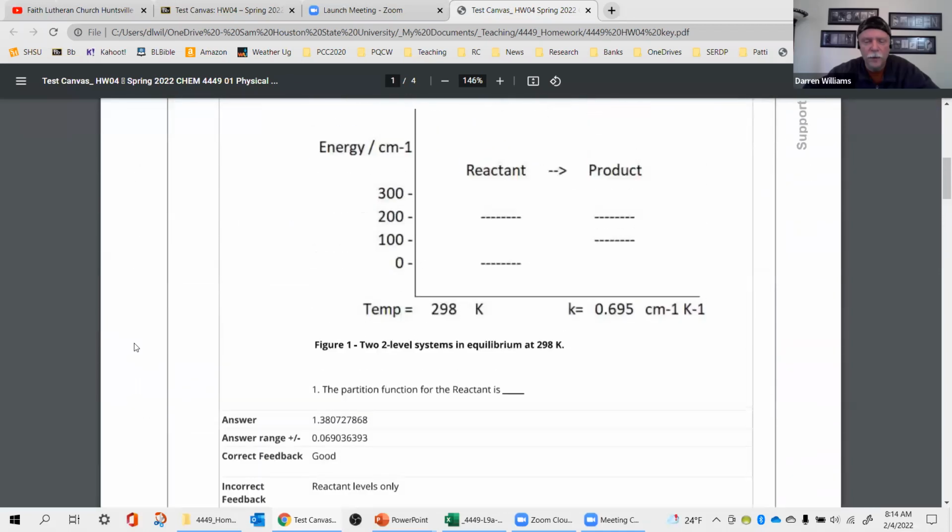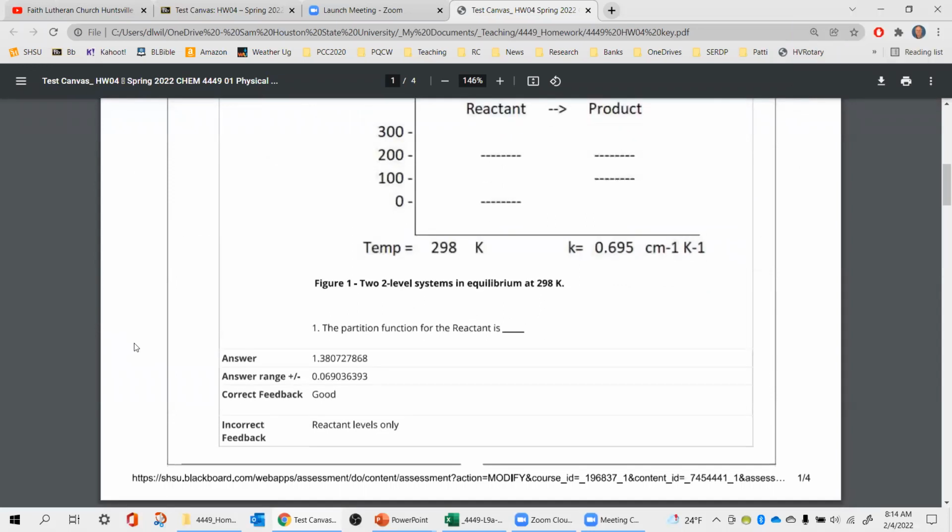Yeah. What I was going to say is that my Boltzmann function came out to be 1 because the spacing between the energy levels for the product is 100 wave numbers as opposed to the 200 wave numbers for the other one, which was kind of like one of the examples we did in class. So I'm not sure what I did wrong on this one.